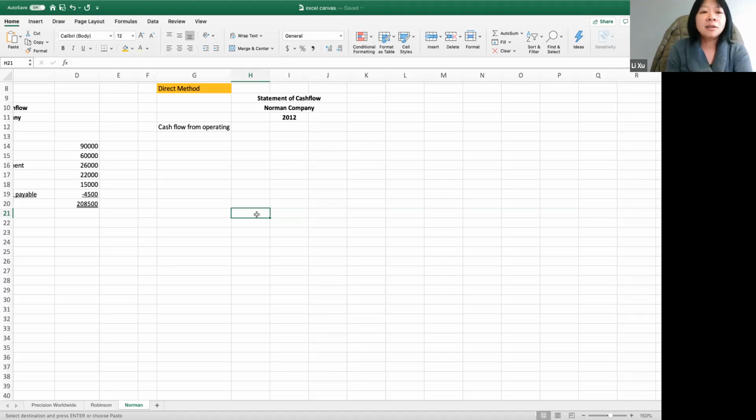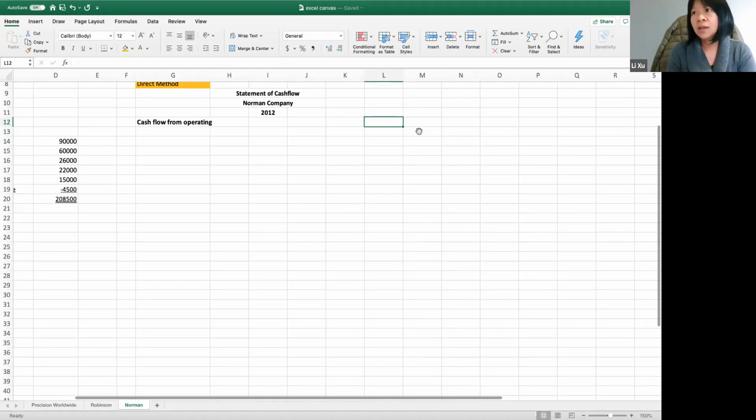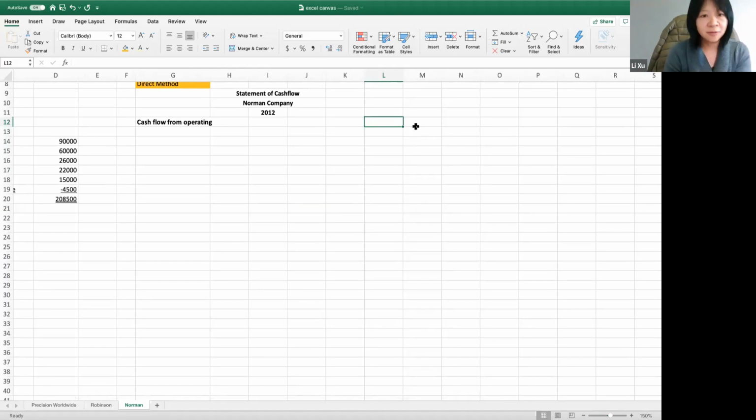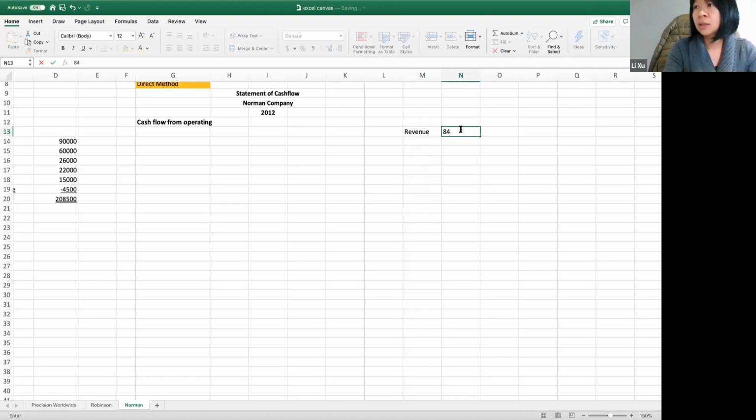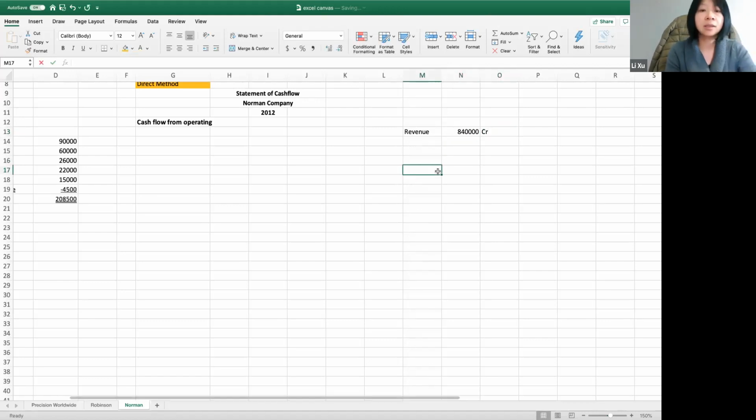Okay, so now look at this Lorman Companies example. You start with the cash flow from operating section, and we're going to look at the items on the income statement one by one. First, we're always going to start with sales. Here, sales follow the normal balance. Revenue, normal balance, credit, 840,000. You want to put a credit here.